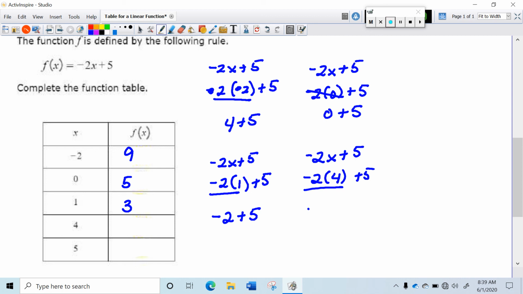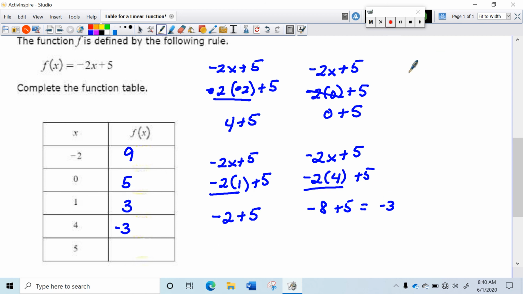Negative 2 times 4 is negative 8 plus 5. Equals negative 3. If the signs are different, you find the difference, you subtract. So 8 take away 5 is 3. And then your answer takes the sign of the larger number. So the 8's larger, it's negative. That gives you a negative 3.